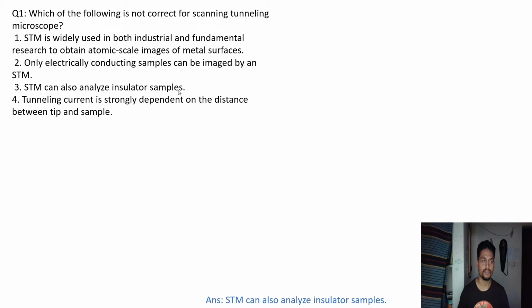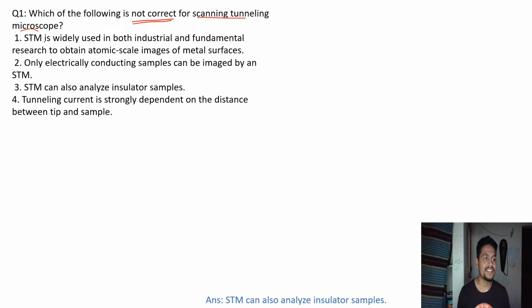So this is the first question. What is written is: which of the following is not correct for STM, or scanning tunneling microscope? At the end of today's discussion, I'll try to give a very brief introduction to STM because that is also introduced this week. That will be the last thing I'll do. So let's face this question. Which of the following is not correct?